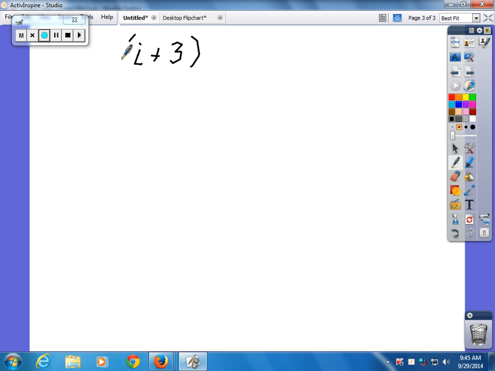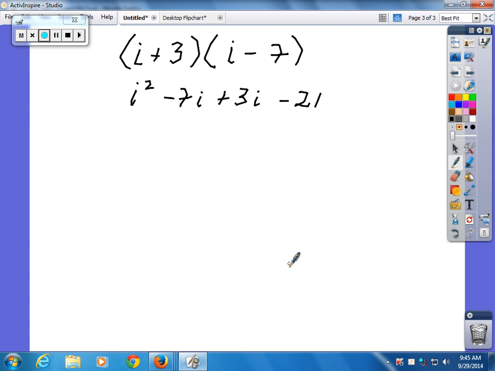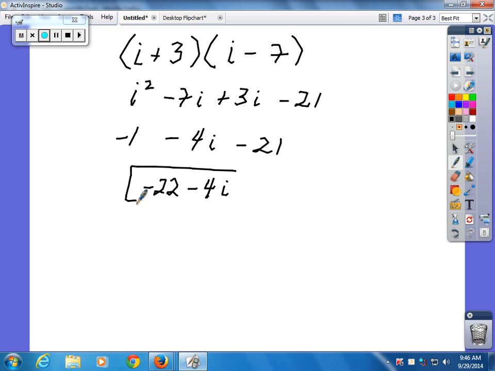i plus 3 times i minus 7. All right, use your FOIL method. You get i squared minus 7i plus 3i minus what? 21. Now everything's the same except for this. So what is i squared? Negative 1 plus or minus 4i minus 21. And what's minus 21 and minus 1? So minus 22 minus 4i. That's your answer.